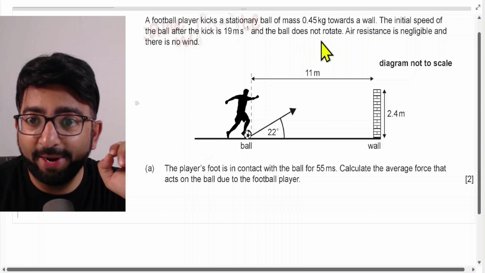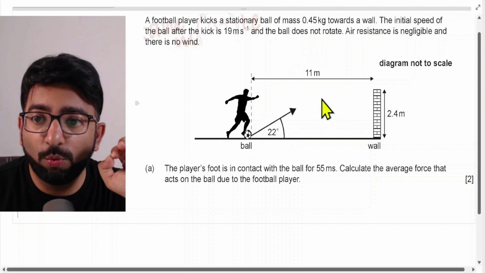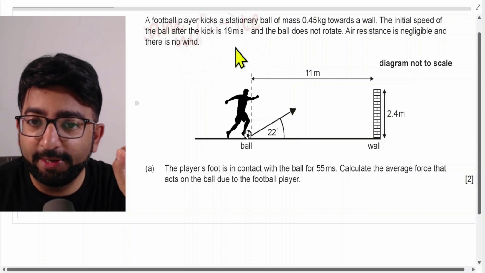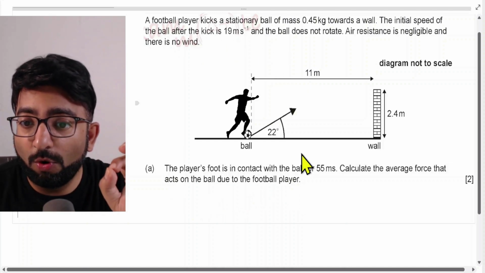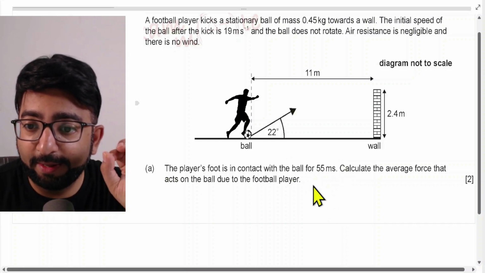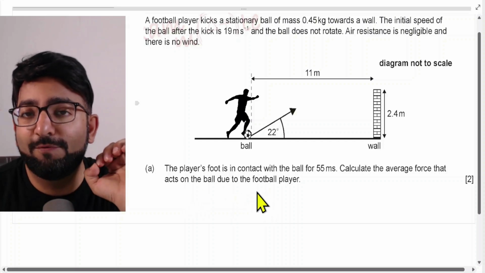So here we have a 0.5 kilogram mass stationary ball. Initially, it is being kicked towards the wall. The initial speed of the ball after the kick is 19 meters per second and the ball doesn't rotate. The player's foot is in contact with the ball, and the time duration is given as 55 milliseconds. We need to figure out the average force that acts on the ball due to the football player.